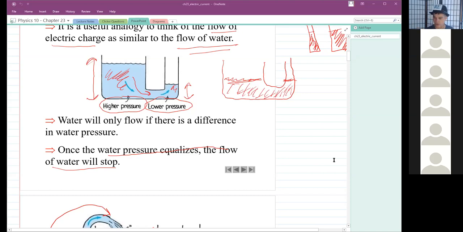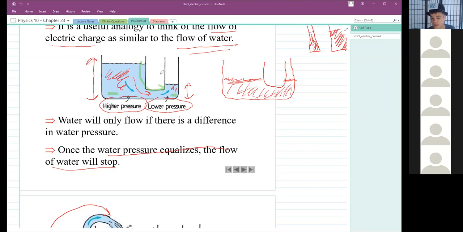So anytime there's a difference in pressure, there's going to be a force pushing things from higher pressure to lower pressure. So if I have, let's say, water like this, let me get a different color to annotate, and let's do green. So water, the deeper it is, the more pressure there is. So this water down here is deeper than this water down here. So I have more pressure on this side, less pressure on this side. Water is going to flow from higher pressure to lower pressure.